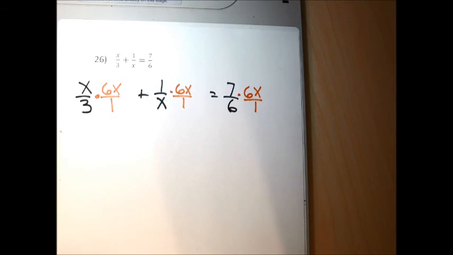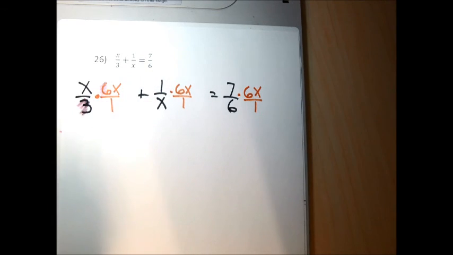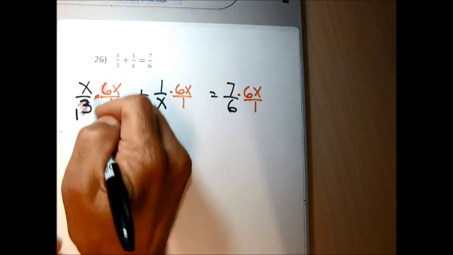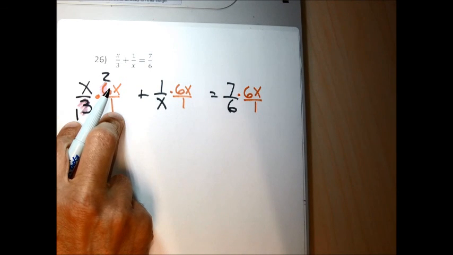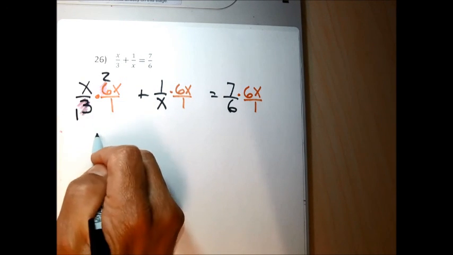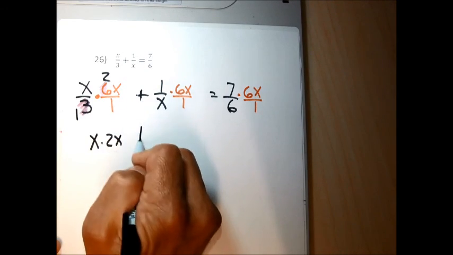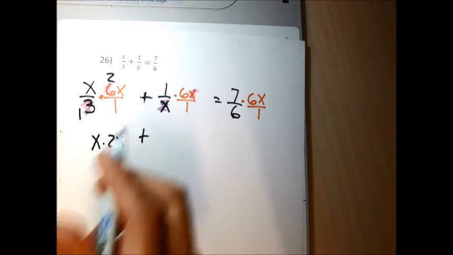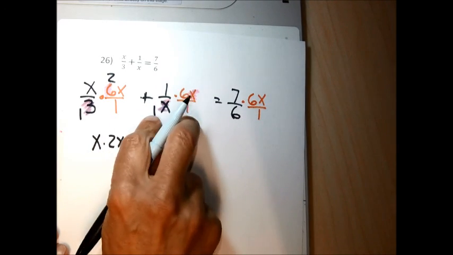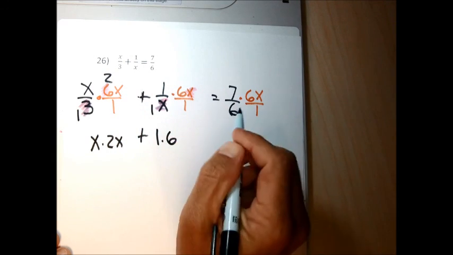First canceling I'm going to do, I'm going to cancel this 3 and this 6. The 3 is going to turn into a 1. The 6 is going to turn into a 2. Fractions are going to be gone because I only have 1's in the denominator. And I'm left with an x times 2x. I'm going to bring down this plus sign. Next piece, I'm going to cancel the x's. The x's turn into a 1. Fractions are gone because I only have 1 in the denominator, and I'm left with 1 times 6.